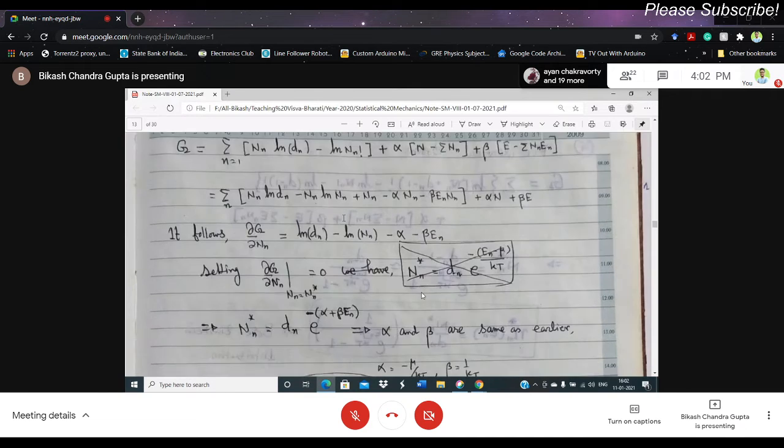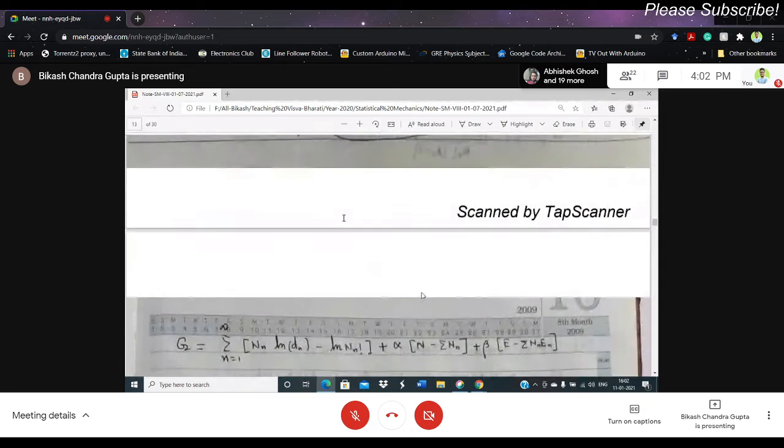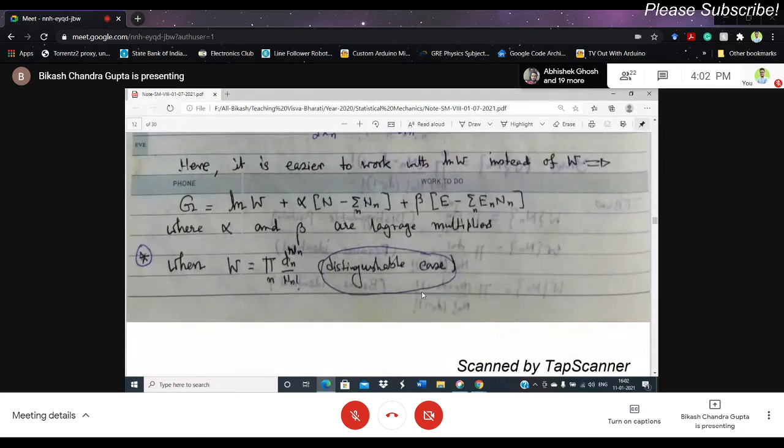Now I would request you to do this calculation. I will not show you this. I would request you to write G, which is ln W plus alpha times this plus beta times this, assuming W is this, and try to find out what relation you get between this n. First you write this one and then optimize it, and then you will get some conditions. You tell me what condition you get, what relation you get in terms of n and d. Okay, do it now.